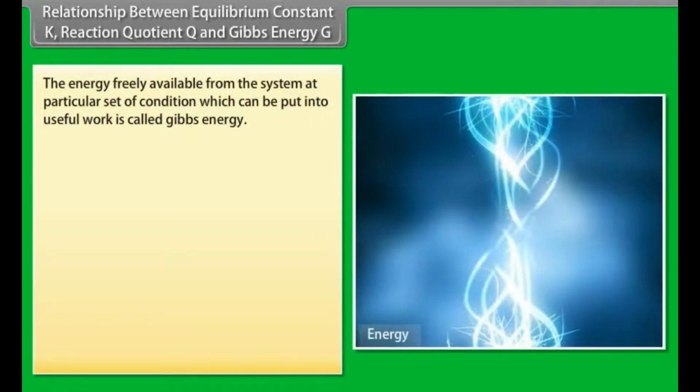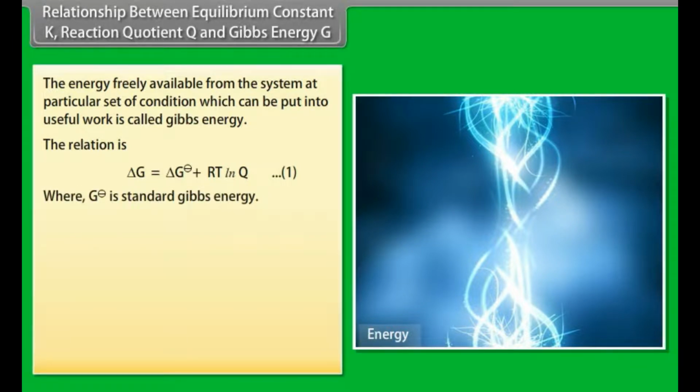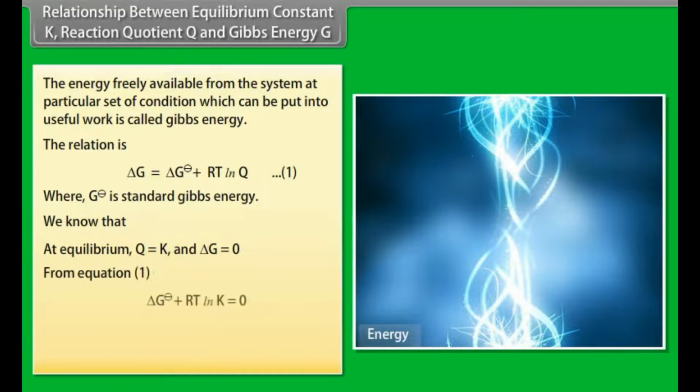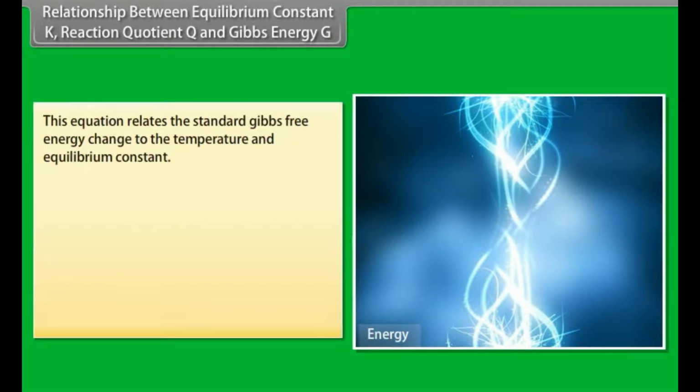Relationship between equilibrium constant K, reaction quotient Q and Gibbs energy G. The energy freely available from the system at a particular set of conditions, which can be put into useful work, is called Gibbs energy. The relation is, name it as equation 1, where ΔG° represents standard Gibbs energy. We know that at equilibrium Q is equal to K and ΔG is equal to 0 from equation 1. Rearranging gives, this equation relates the standard Gibbs free energy change to the temperature and equilibrium constant.